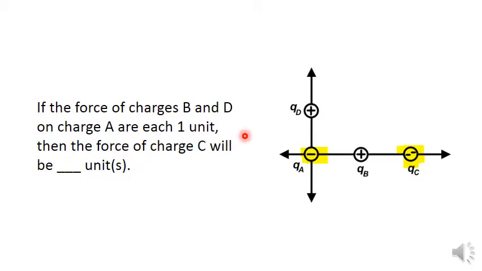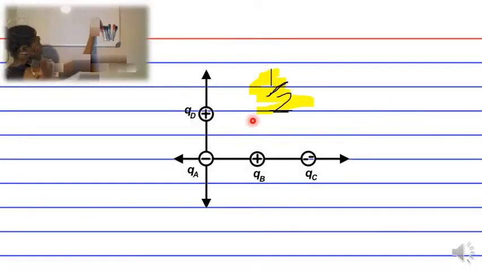If the force of charges B and D on charge A are each 1 unit, then the force of charge C, which has 2 negatives, will be blank units. Think about this carefully. I'll give you a moment. One half is the answer.